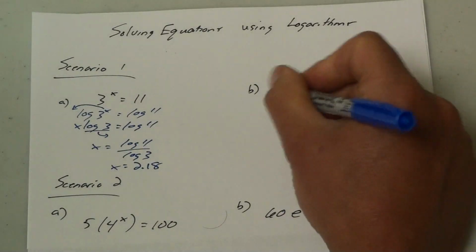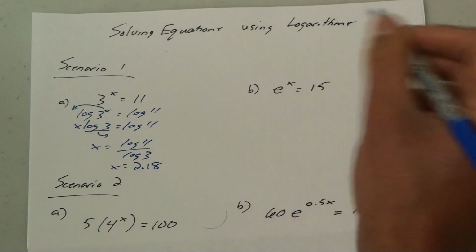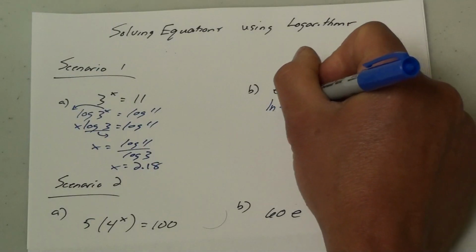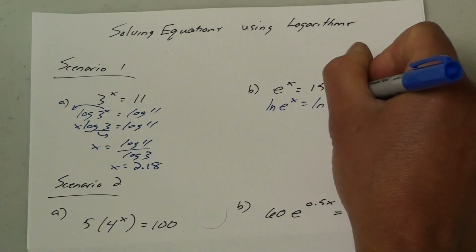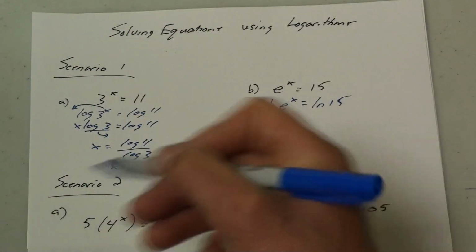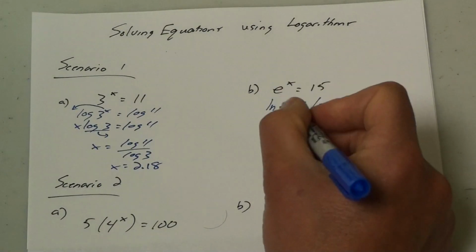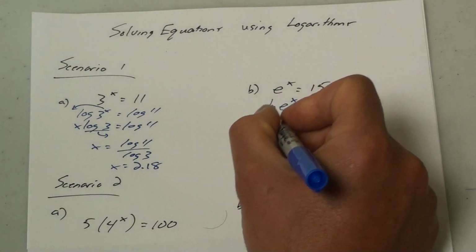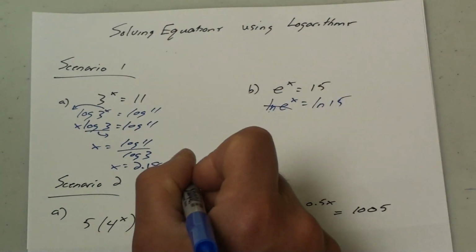Same as this one, but now this one has a natural log. It has e. So that means I'm going to have to use natural logs instead. So natural log e to the x equals natural log 15. Now, with the natural logs, like mentioned in a previous video, if you ever have natural log and e side by side, you can simply just cancel them out.